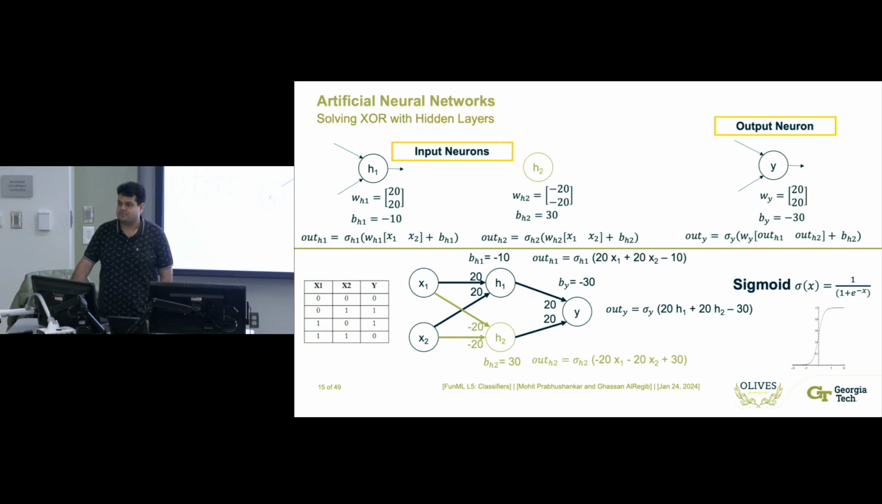Both of them, the weights are 20, but will the weights always be the same for each hidden layer? No, it's not going to be the same. It's always going to be different.